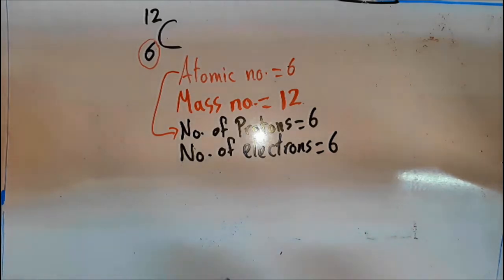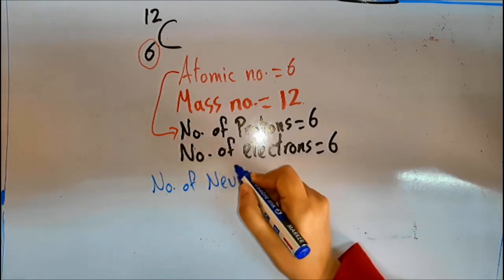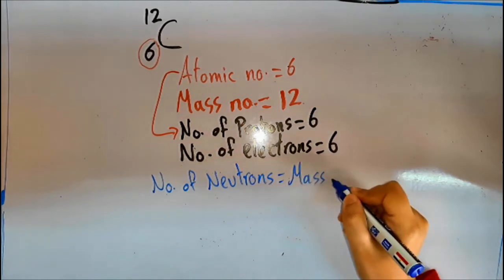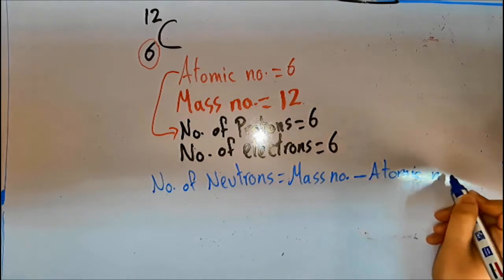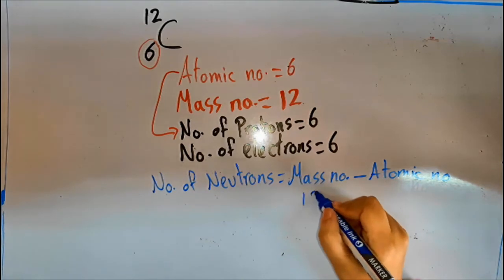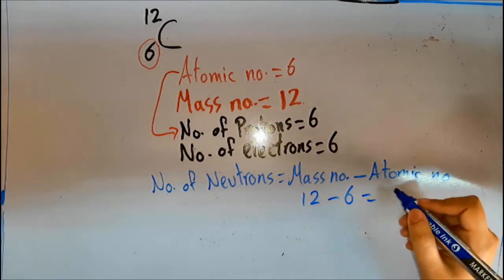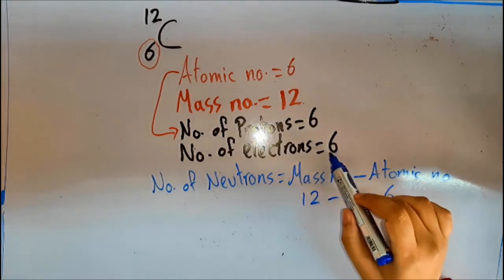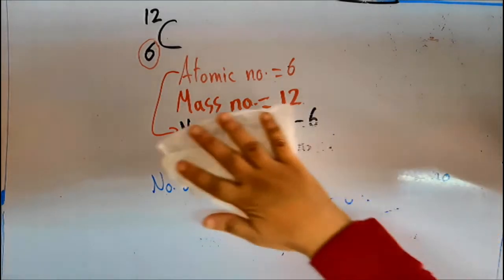Now I want to calculate the number of neutrons. How can I calculate it? As I said, number of neutrons equals mass number minus atomic number. The mass number is 12 and the atomic number is 6. So the number of neutrons will equal 6. I can say that the carbon atom has 6 protons, 6 electrons, and 6 neutrons. Let's take another exercise.